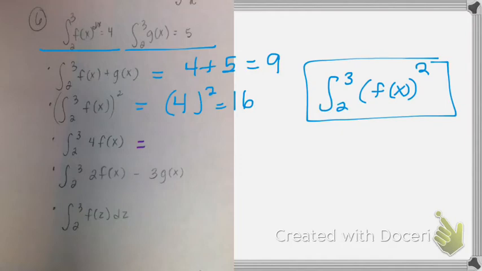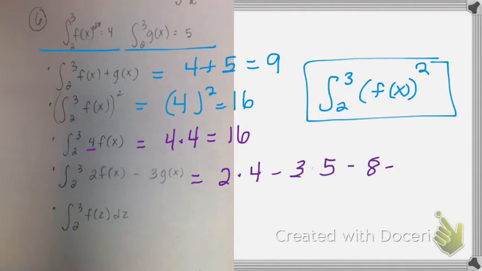The next one, it's okay to multiply by a number, so it works like we think it does. 4 times 4 is 16. The next one works exactly like I think it does. It would be 2 times 4 minus 3 times 5. So that would be 8 minus 15, which is negative 7. And then lastly, this one's just different because it has z's. But if it's true about x's, it's also true about z's. So this is still 4.